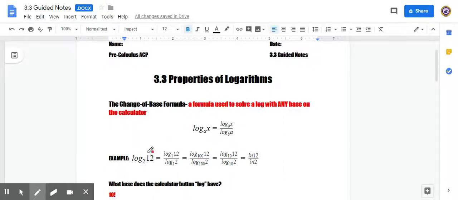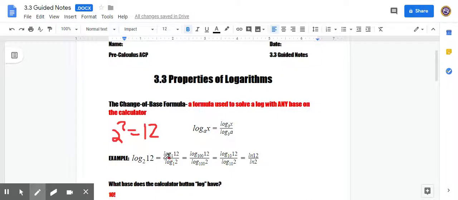Essentially, if we put it into numbers, if we had the log base 2 of 12, that would be equal to taking the log with any base of the answer, so 12, divided by the log with that same base that we used on top of our base down here, which is 2. Keep in mind, if we were to write this in exponential form, we would be saying 2 to what power equals 12. So 2 to what power equals my answer of 12.